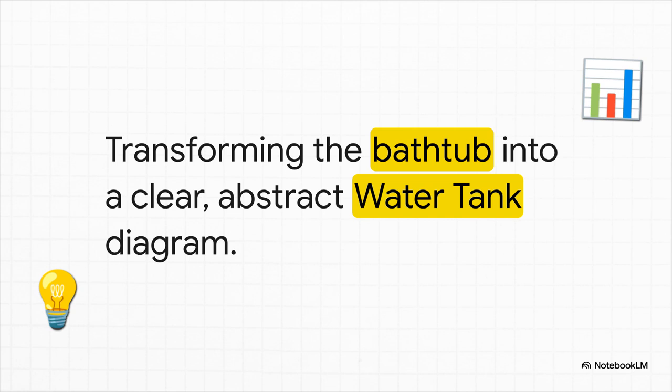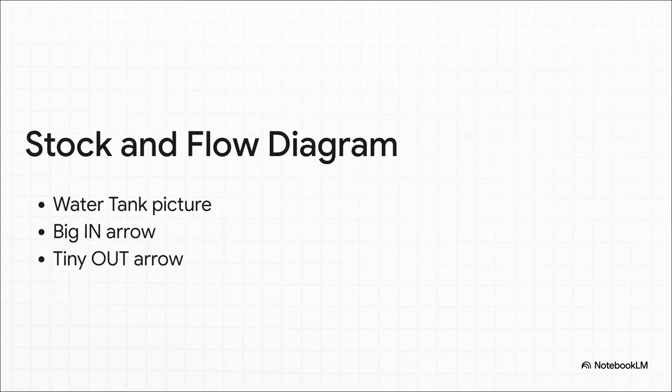By stripping away the faucet and the drain and swapping them out for a generalized tank, you're given a mental framework that can actually be used to map out practically any dynamic environment on Earth. But the real brilliance lies in exactly how this stock and flow diagram communicates data visually. The tank features this massive, bold arrow pointing in and a tiny little arrow pointing out.